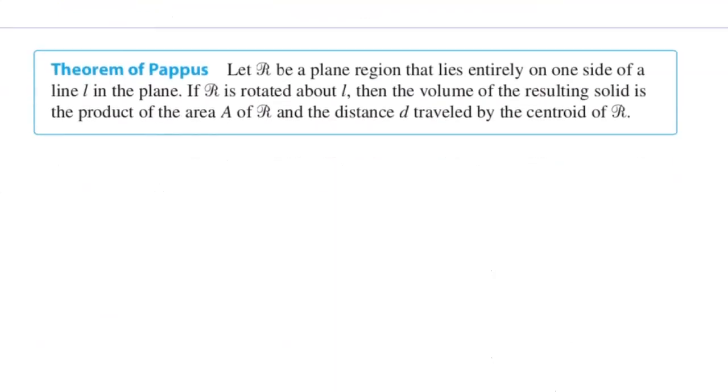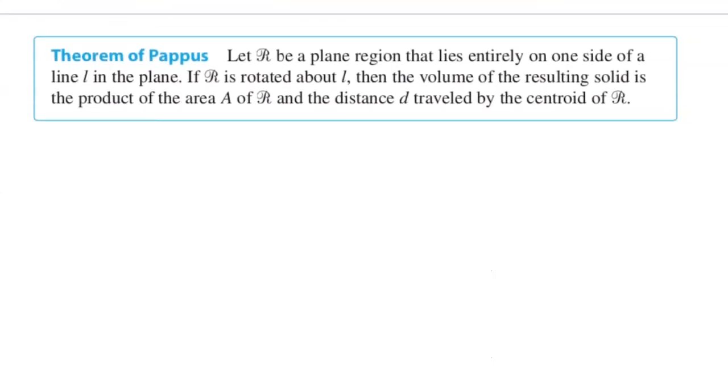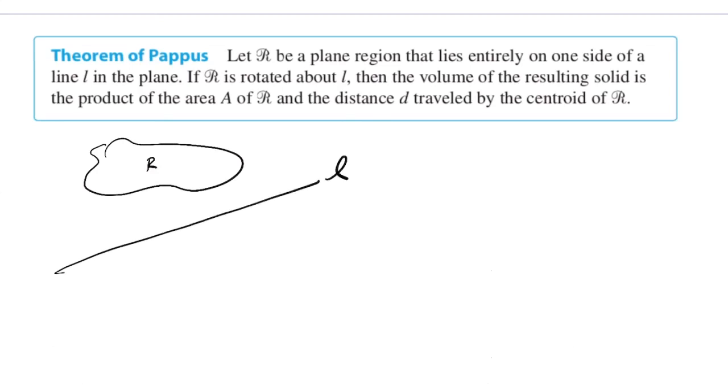I'm going to end this with the theorem of Pappus. It's a cool theorem. It says that if you take some region R in the plane, and then you take a line L that doesn't pass through it, so R is entirely on one side of it, and then you rotate R around L to form some solid. It would be some kind of wonky donut.